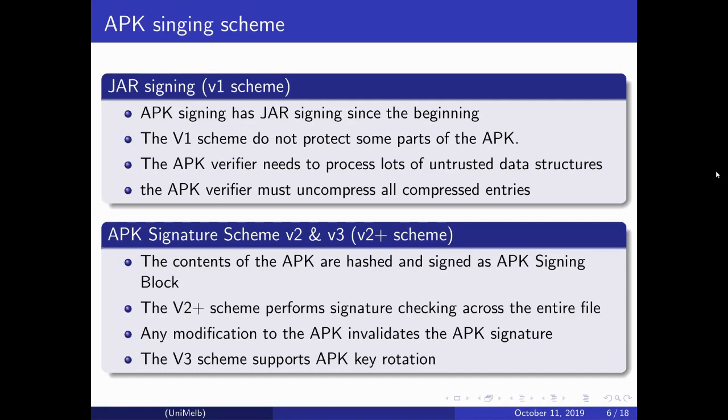But the version 1 and version 2 schemes only allow one certificate. The scheme version 3 solves the problem by supporting APK key rotation. It gives apps the ability to change their signing key as part of the APK update, which means there is no need to modify the application ID to complete the update of the certificate.